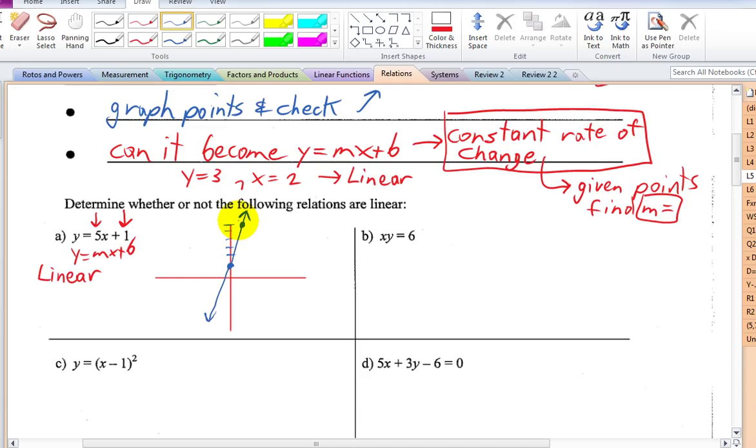Now the next one's a little bit different. You have x, y together. So how do you get rid of this multiplication that you see? Got to divide. So divide it by x. So y equals 6 divided by x. That's weird. We've never seen this before. Ever. What can we do to help us figure out what the graph looks like?